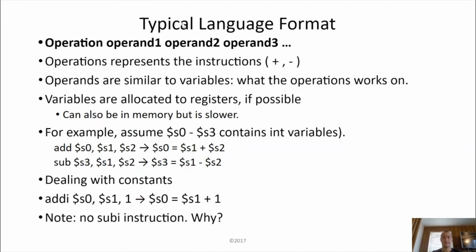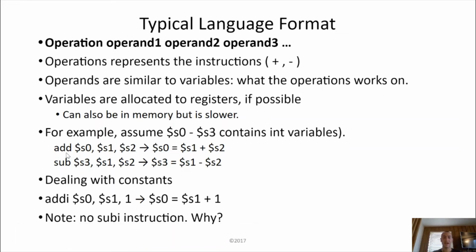The typical format is that you have an operation and three operands. We are going to see different formats, but this is the one you are going to use the most and the simplest one. The operation is something like add or subtraction, and these three are three registers.